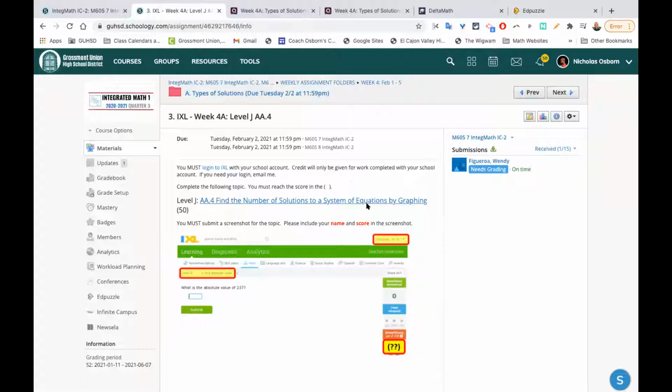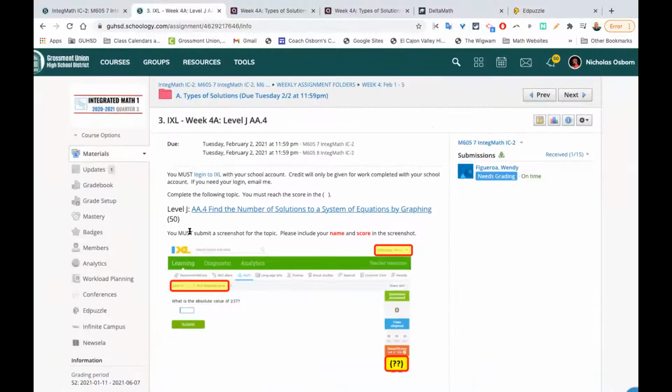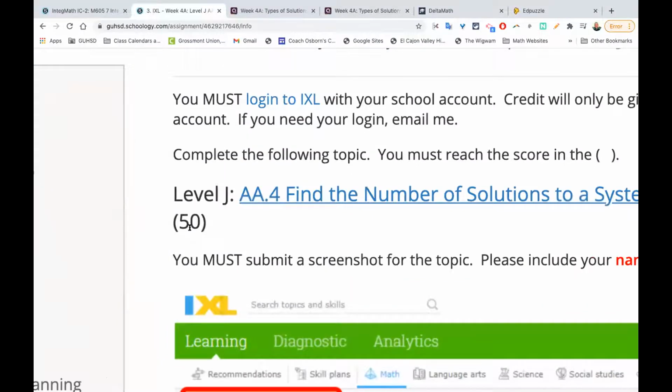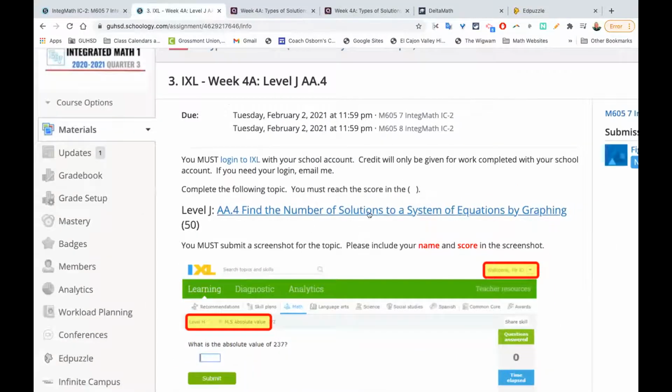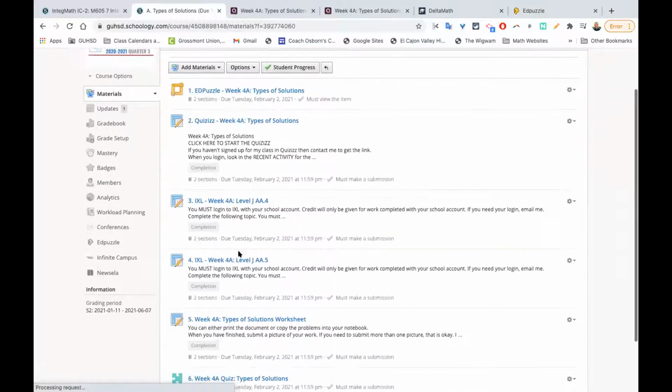What was the required score in that one? You'll see it's right here: 50 points. So look right next to the assignment. Somebody asked in class, what's the required score? Make sure you're looking right there. It'll be right next to this link. That's where you'll see the required score. Okay, so the next one.